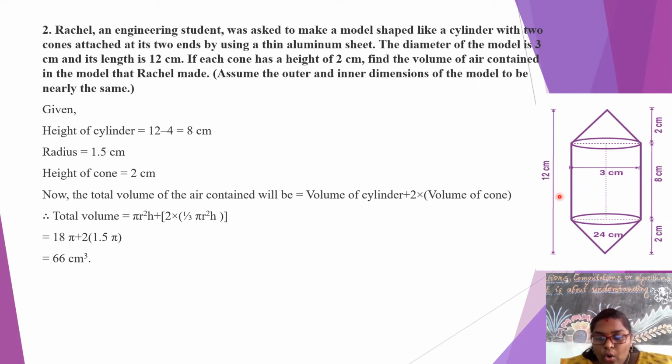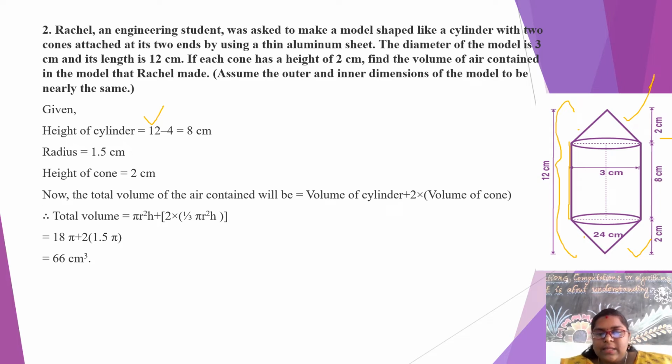Right. Overall height they have given. Listen, this overall height they have given includes the cones. We need the height of this particular part only. So what we have to do is take this overall height 12 minus the height of the cone. What is the height of the cone? 2 centimeter. Two cones are there. This cone 2 centimeter and this 2 centimeter, 2 plus 2, 4 centimeter.